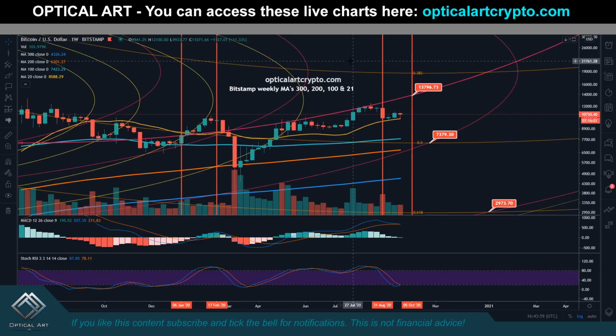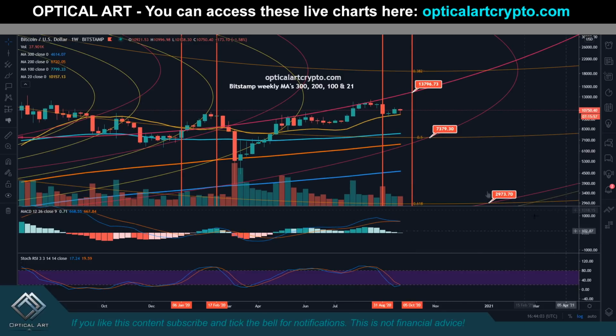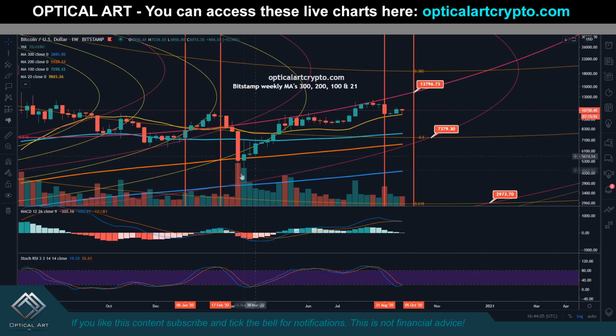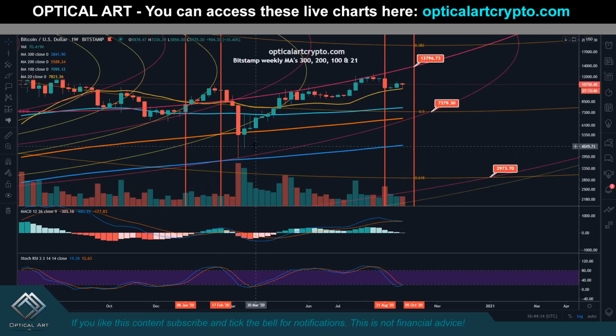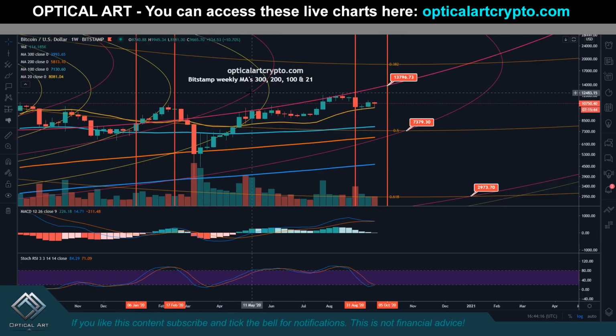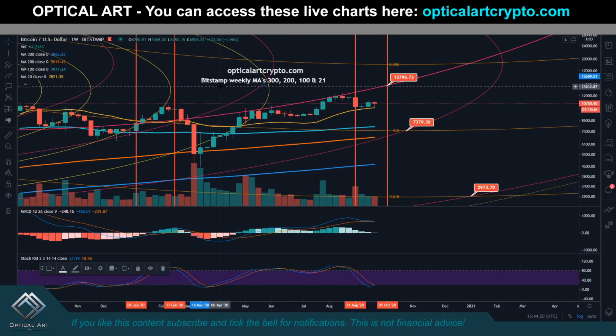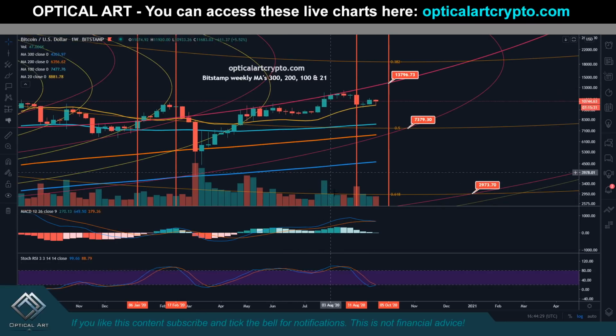Okay, so in this chart, I also want you to notice, before I get rid of the MACD and the RSI, take note back here. The MACD was in the green, and then we came down and it turned red. This is when we had the COVID crash. By the way guys, I always have the chart names referenced, whether it's a video or on Twitter. The name of this chart on the website is Bitstamp Weekly, moving averages 300, 200, 121. So that's how you know the name of the chart.